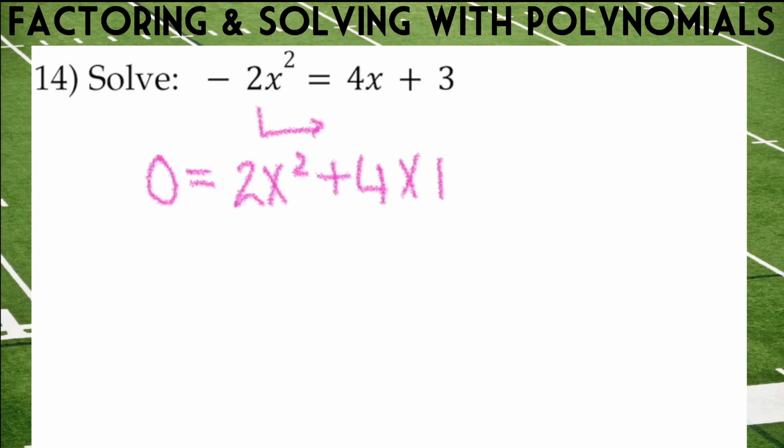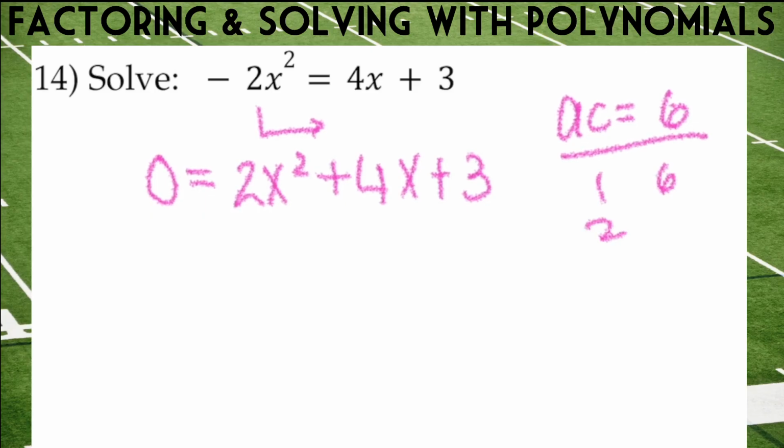Plus 4x plus 3. As I'm writing that, do 2, 4, and 3 have anything in common? No. I don't even have an x with everyone, so there's definitely no GCF. So I'm going to do the AC method. 2 times 3 is 6. 1 and 6, 2 and 3. What pair of numbers multiplies to give me 6 and adds to give me 4? A whole lot of nothing.